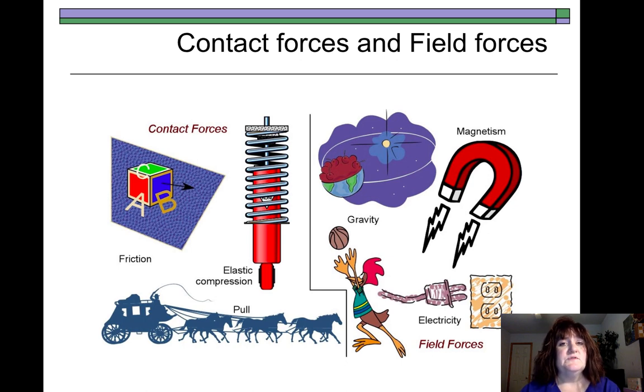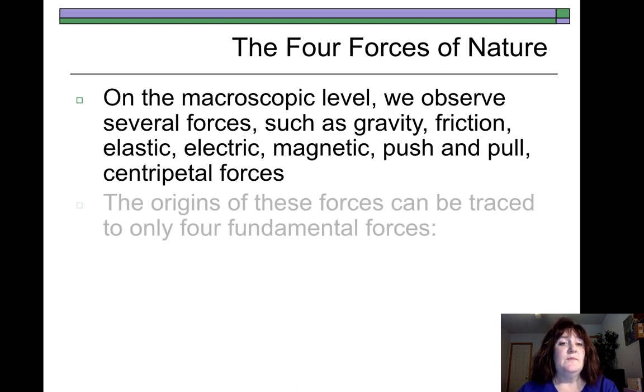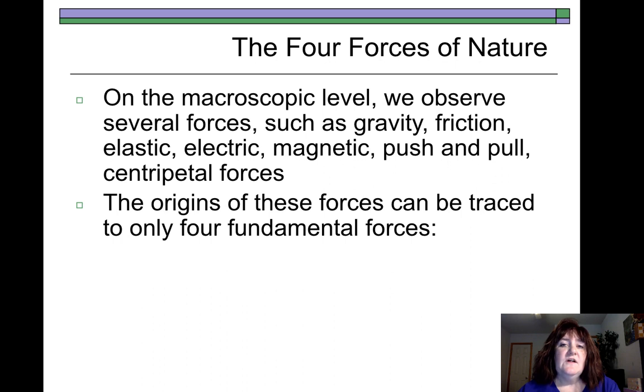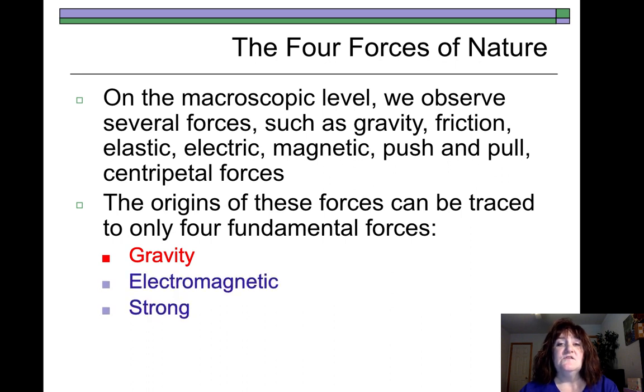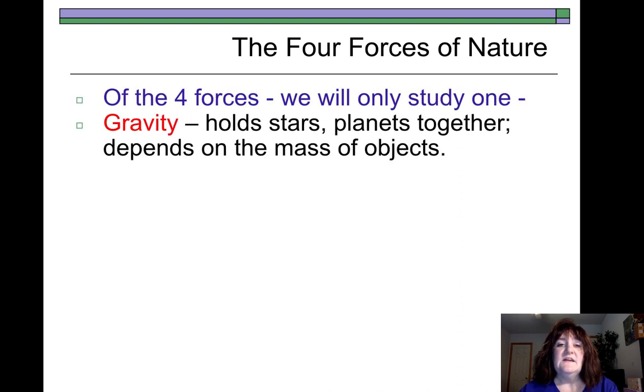Just little picture examples. There are four forces of nature, and on the macroscopic level, we will observe several forces, right? Macroscopic meaning big enough to feel, see, touch. Those are gravity and friction, elasticity, magnetism, and you saw a lot of these in the lab. The origins of all of the forces, though, can be traced back to four fundamental forces of nature: gravity, electromagnetic, strong, and weak. Now, the only force that we're going to study is gravity.